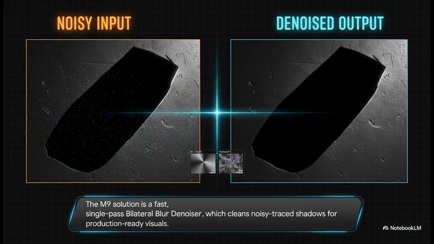So how does it get cleaned up? The M9 solution is this fast and really effective bilateral blur denoiser. It's a single compute pass that intelligently blurs all that noisy shadow data. But here's the key part. It uses the depth and normal information we stored back in our GBuffer to avoid blurring across the edges of objects, so it cleans up the noise while preserving all the important details in the final image.